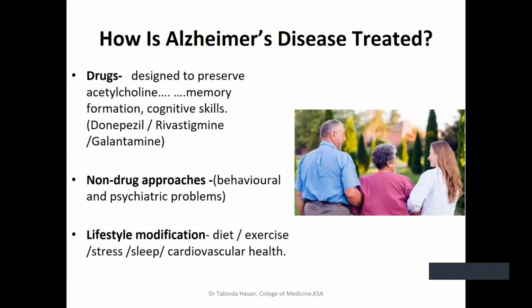Nowadays, there are certain drugs, but still under trial. They are designed to preserve acetylcholine in the brain, which is a neurotransmitter of the brain. And it is supposed that these drugs that preserve acetylcholine would enhance the memory and the cognitive skills. So there are certain drugs, but once again, they are not the drugs to cure the disease. They are just drugs to make the disease a little bit mild.